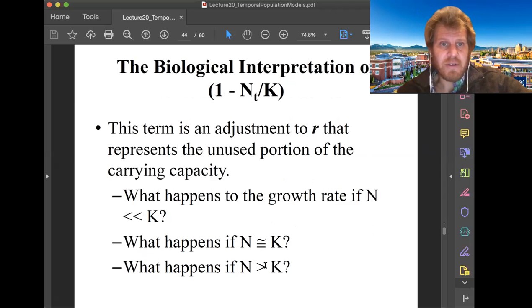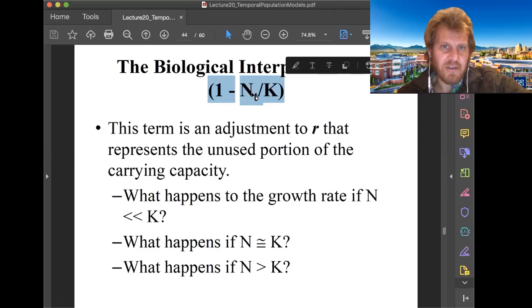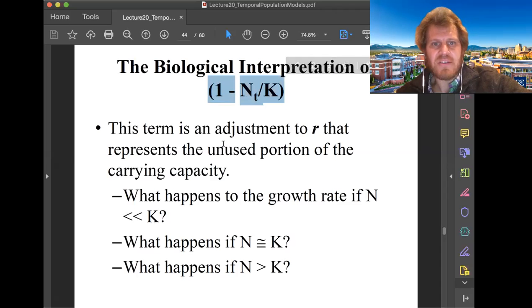Okay, biological interpretation of 1 minus N of t over K. This is an adjustment to R that represents the unused portion of the carrying capacity. It starts off at 1. So when N of t is 0, this whole thing is 1. And it goes down to 0. So when population size is small, this whole equation equals 1. As population size increases, it shrinks down to 0.